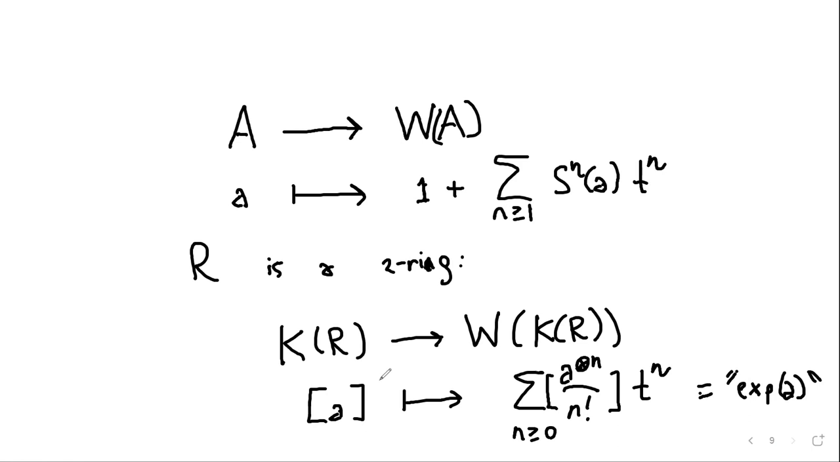So this is sort of cool, that the whole lambda ring structure of the Grothendieck group of a two rig is captured by this map, which is like sending something to its exponential. And now the cool part is that this is actually one way to think about how zeta functions work.